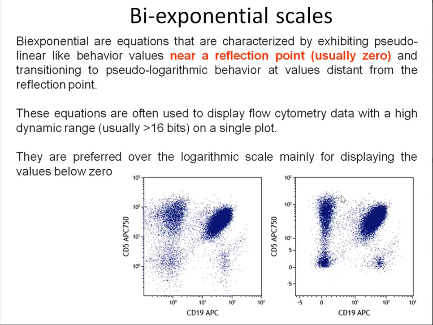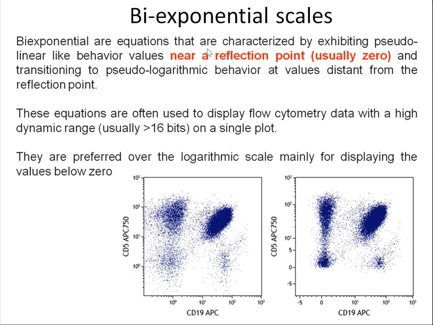These bi-exponential scales are also called lin-log scale, that is LIN, which stands for linear, and log stands for logarithmic. It's also called hybrid scale because you are using both linear and logarithmic scale in this. It has both features of linear and logarithmic, so it's called hybrid scale. It is also called logicle scale, LOGICLE, and it's also called bi-exponential scales. So this is the thing.